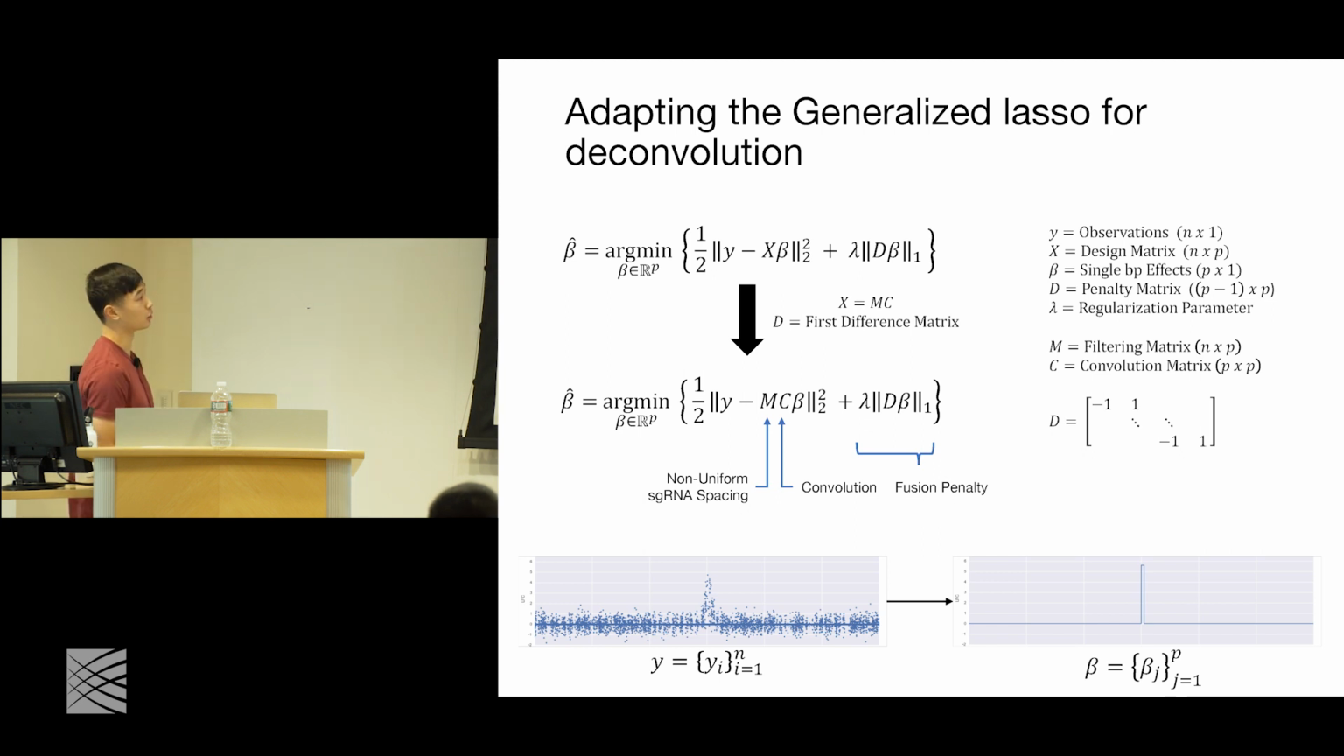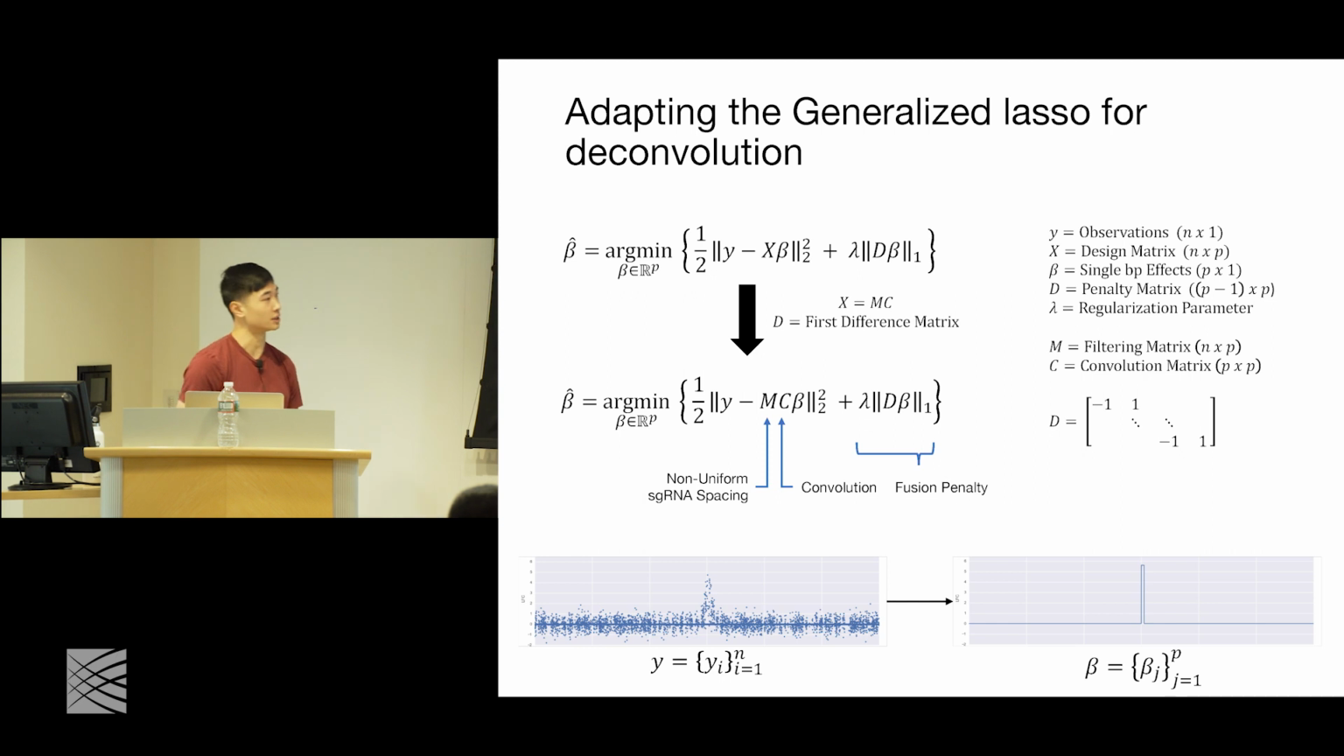And how we encode the deconvolution framework is we split up this design matrix into two matrices. One is going to encode the non-uniform spacing of guides, and the other is going to encode the convolution operation. And then for the fusion penalty, we use the first difference matrix. So that's called the fusion penalty.